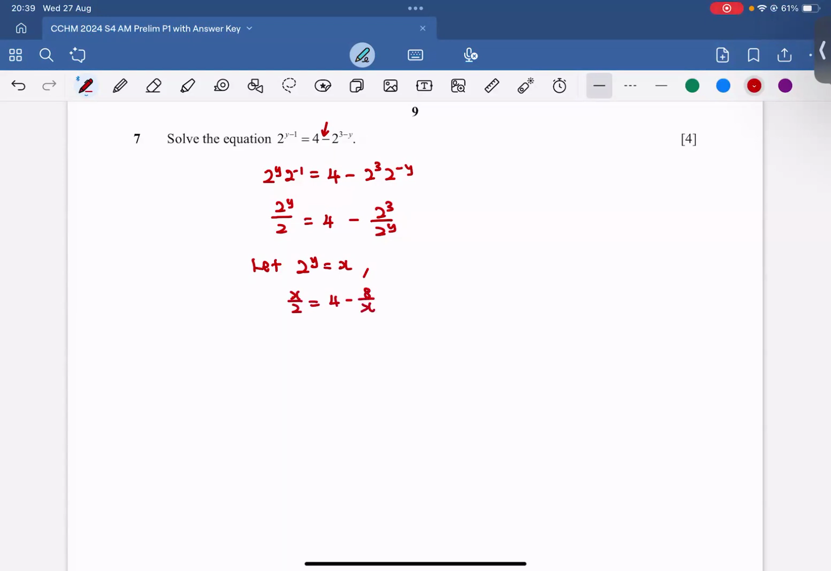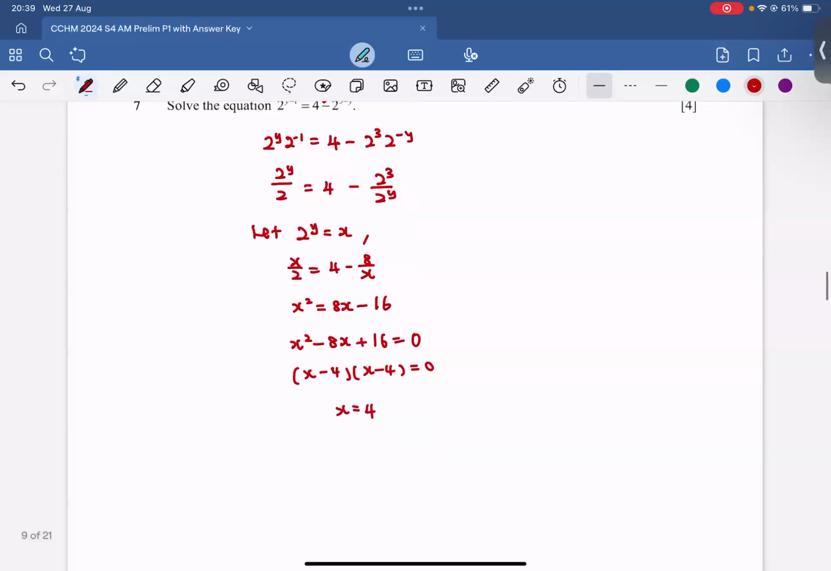Now this becomes something that you are familiar with. We multiply 2x throughout. So this will be x squared. This will be 8x. This will be minus 16. And now we get a quadratic equation. So just bring everything to one side. Factorize. So x equals 4. However, we are not finding x, we are finding y. So do replace it back to y. So 4 is just 2 squared. Therefore, y is just equal to 2.